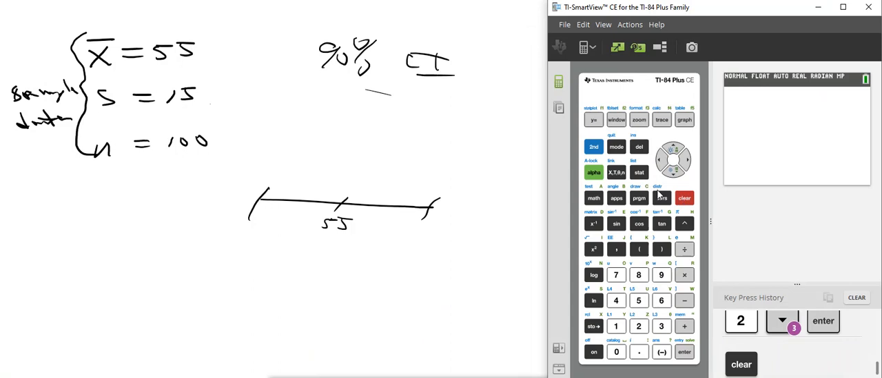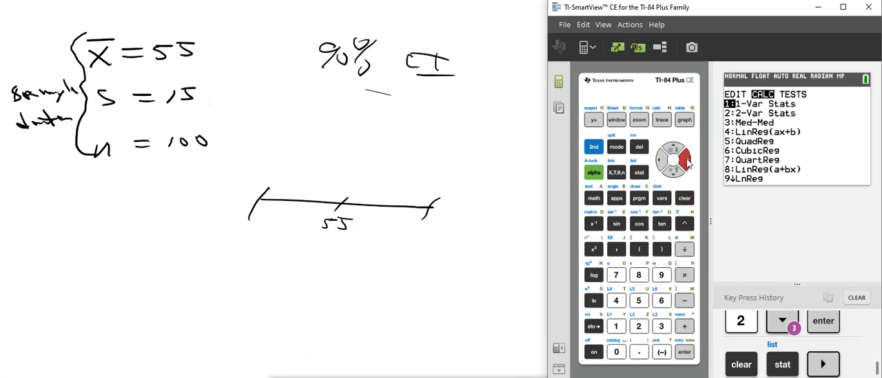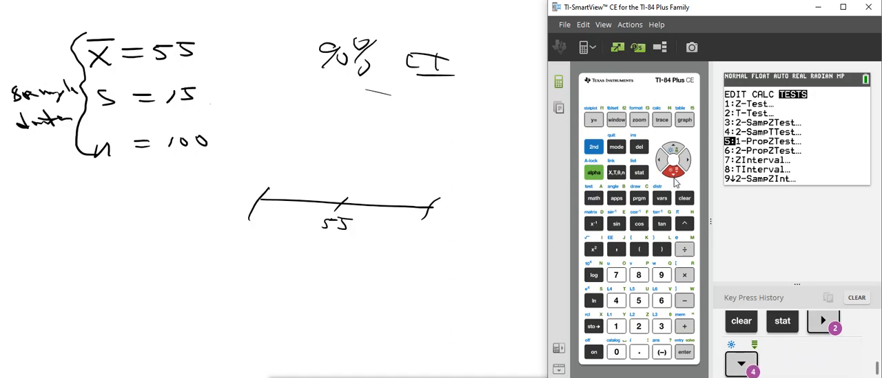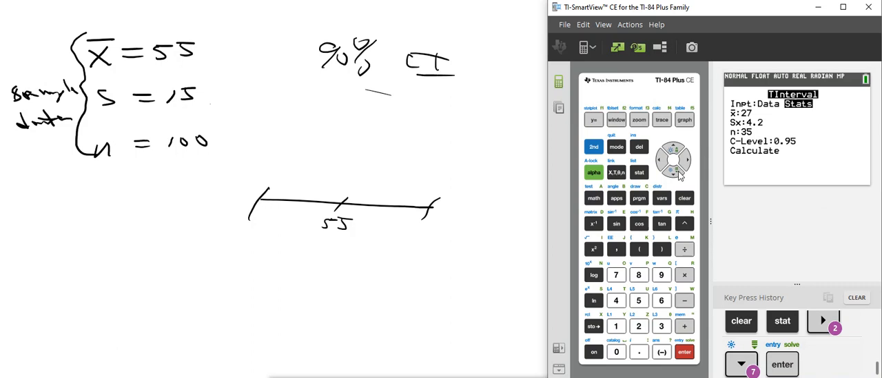Let's clear this out. Let's go to stat, tests, T interval. Okay, so this is trying to build a confidence interval about a sample mean. Enter. So the mean is 55, standard deviation 15, and sample size is 100. Confidence interval 0.90. Calculate.